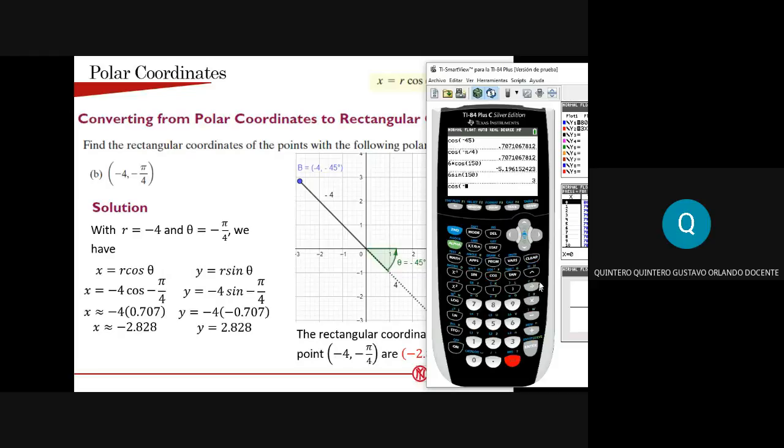Cosine of negative pi, look, it's right here. Second and this key. It is right there. Pi. Pi divided by 4. Pi over 4. Okay, if I press enter, this is the result. 0.9999960. All right, that is the result.